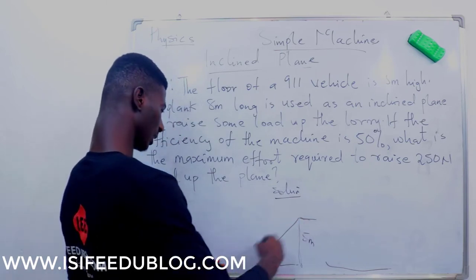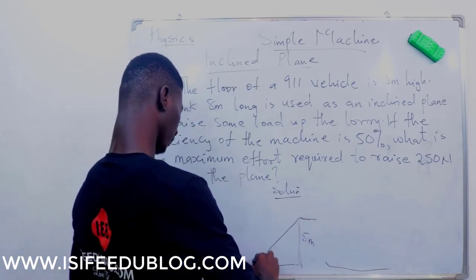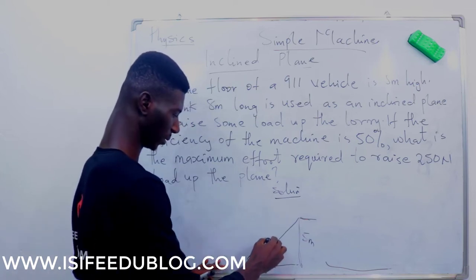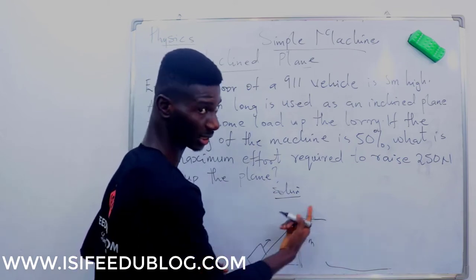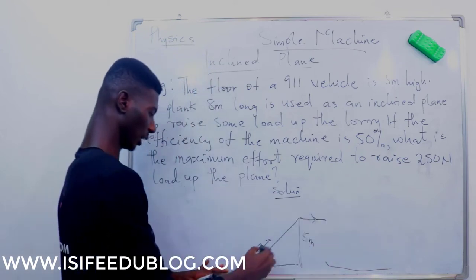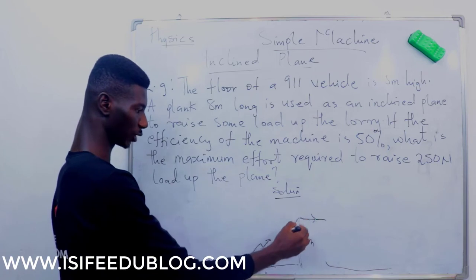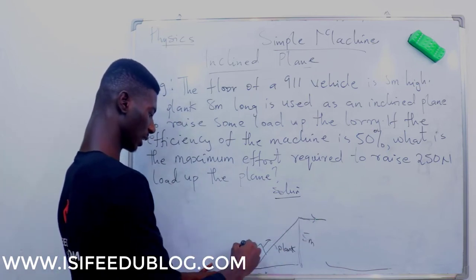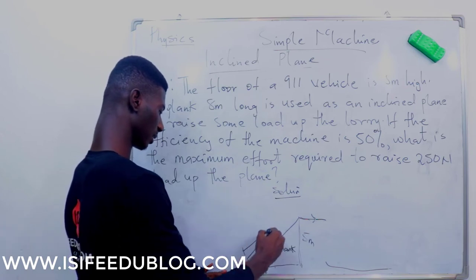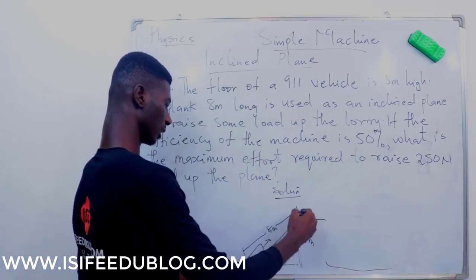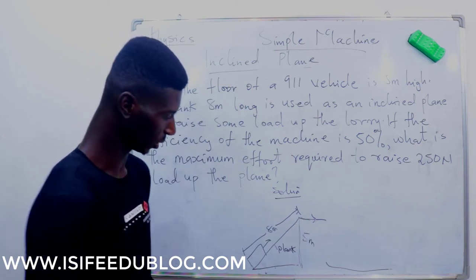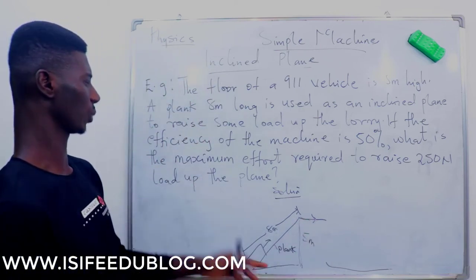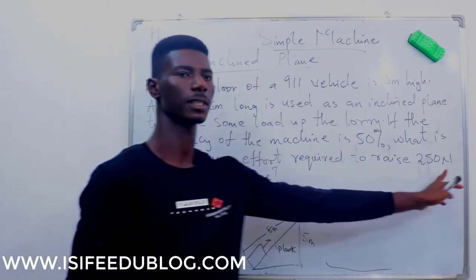We are told that you are going to draw the load from the ground up, then you enter the lorry this way. The plank is used as the inclined plane, and the length of this plank is 8 meters, from here to this point. So this is the height from the ground. Now, we are told that this load is 250 Newton.